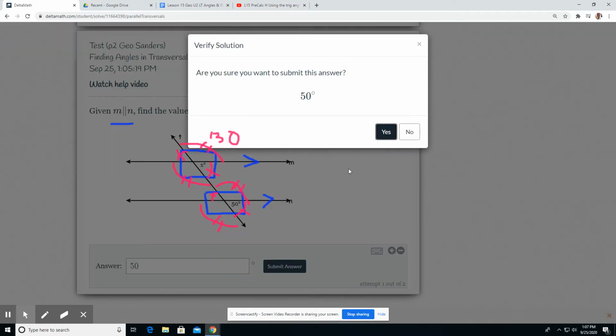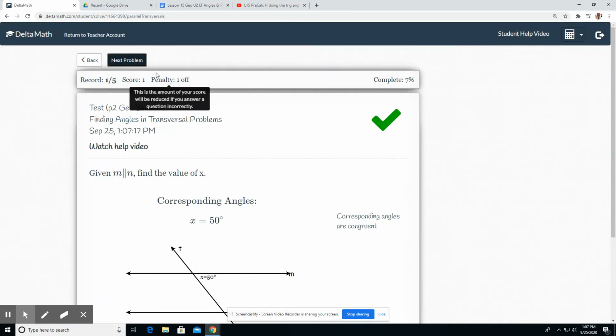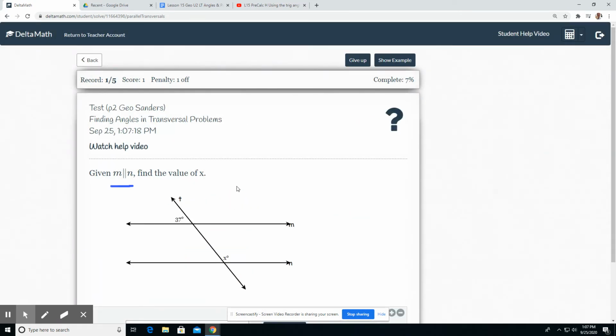Do one more. M N, first thing we want to do is mark it as parallel. Find the value of X.